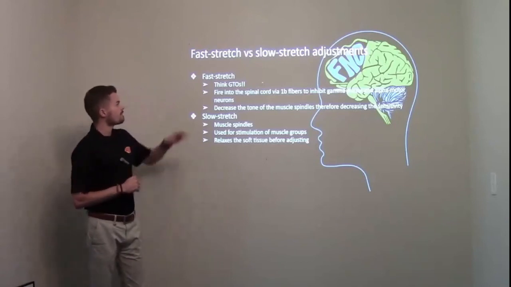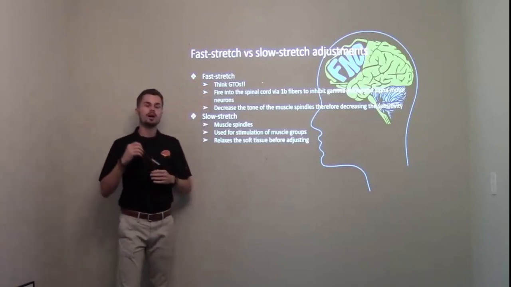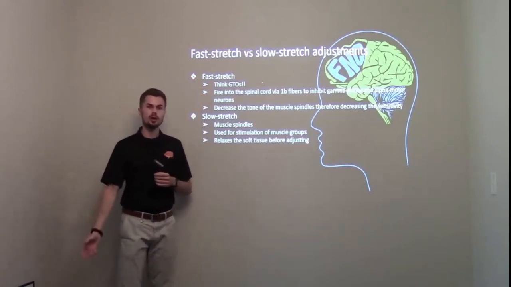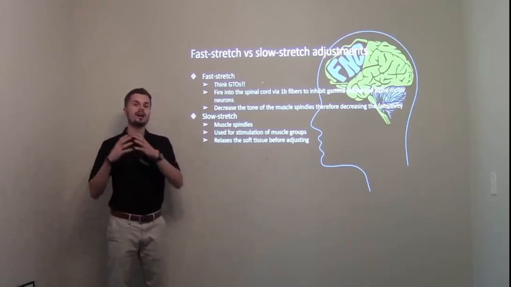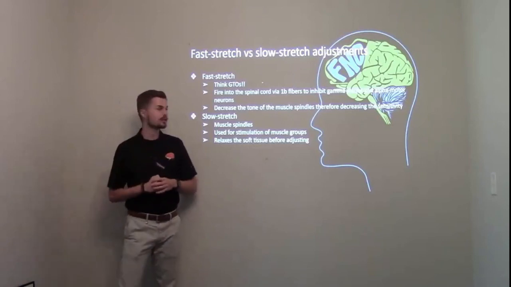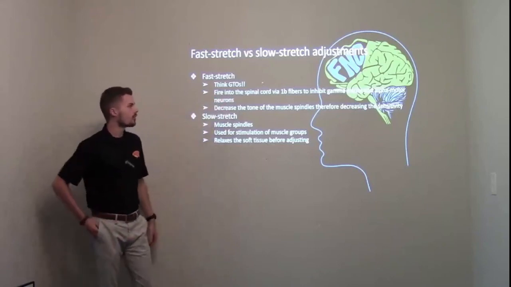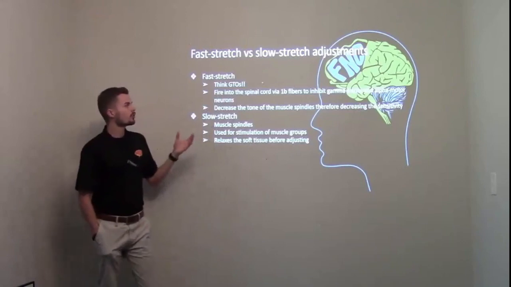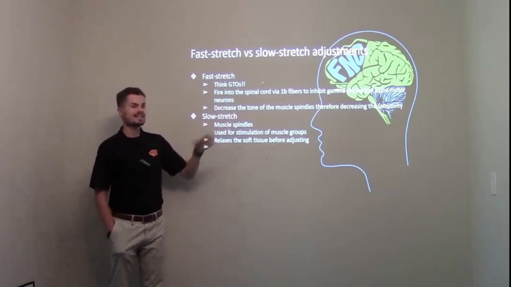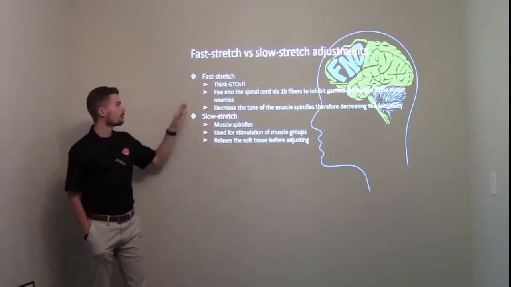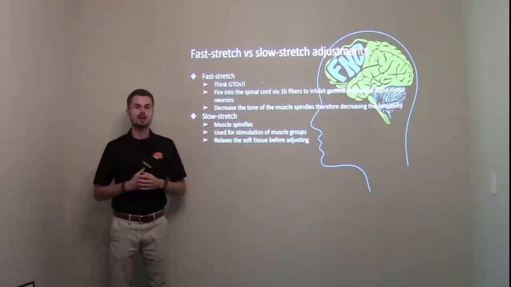So, fast stretch. I want you to think GTOs. We already talked about the faster you move a joint through any range of motion, the more you're going to have bias towards the GTO activity. So what's going to happen, like I said, just a review, it's going to fire in the spinal cord via 1B fibers to inhibit gamma motor neurons and alpha motor neurons. It's going to decrease the tone of the muscle spindles, therefore decreasing the sensitivity. So you would do this to a person that has more of a bias over the hypertonic side of activation.